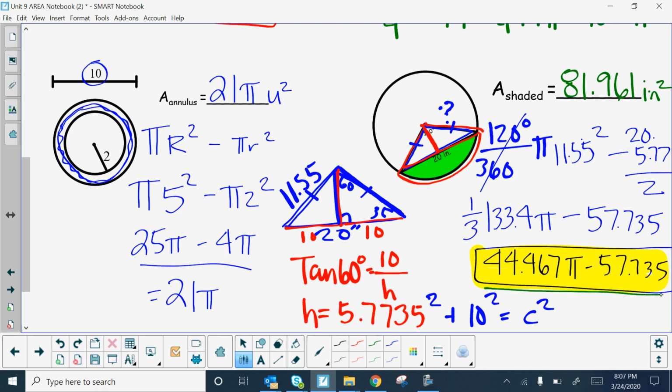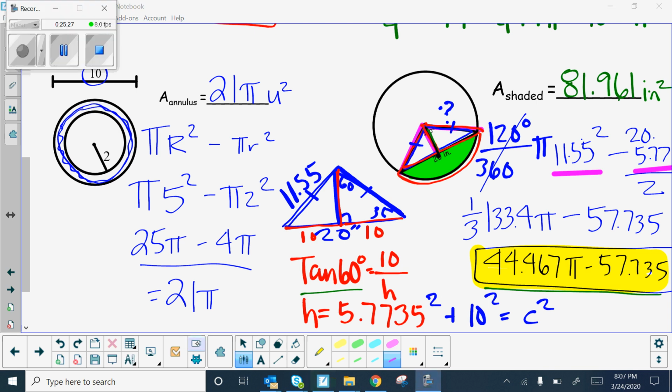So we had to use trig and the Pythagorean theorem to figure out the height right here. Let me use my highlighter to highlight it in pink. We have to find this right here, and we had to find the radius in order to put that into our formula, and in order to find the height of the triangle. So you have to use your trigonometry still. That doesn't go away. And that is it.